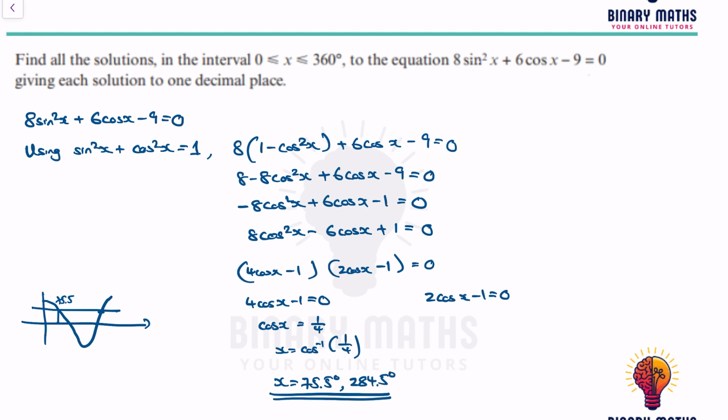If I do the same thing for this one, then cos x will be equal to a half, which means x will be equal to inverse cos of a half, which gives us 60 degrees in our calculator. Again, if 60 degrees is a solution here, then the next one, which is here, would be 360 take away 60 degrees, which is 300 degrees. So this was y is equal to cos x.